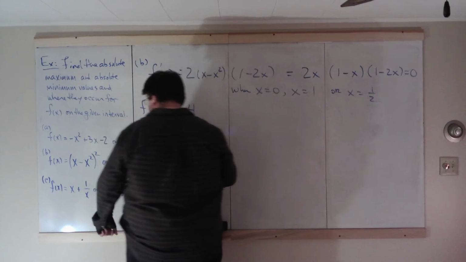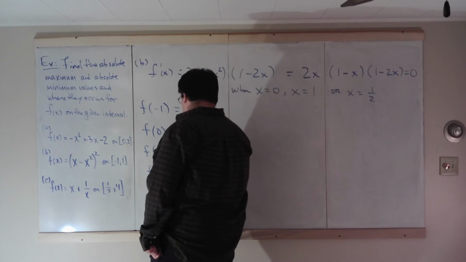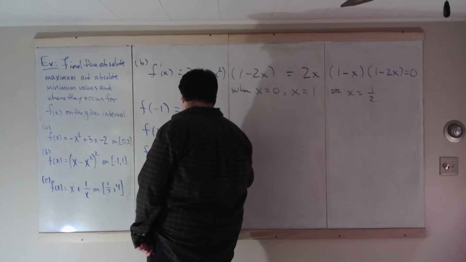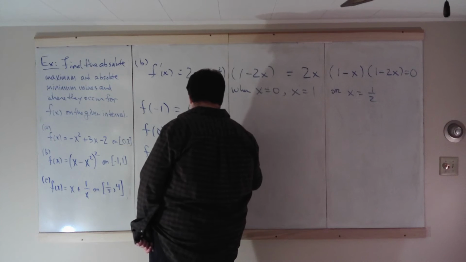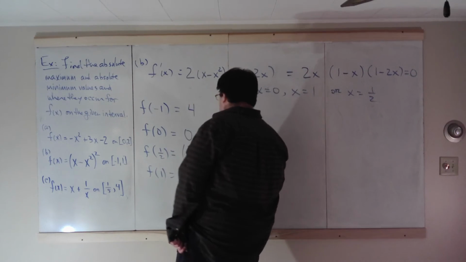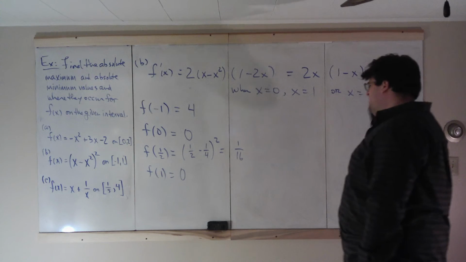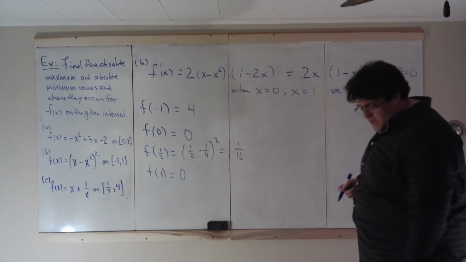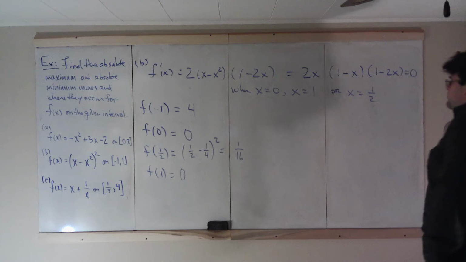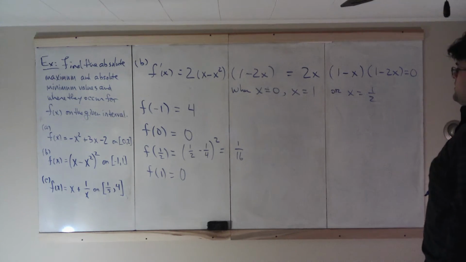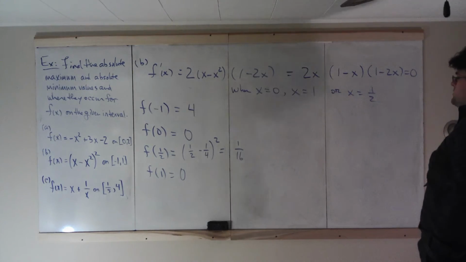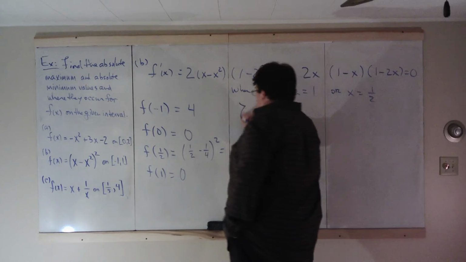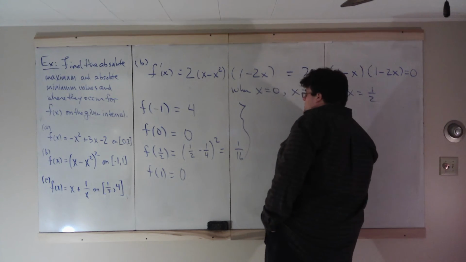F at 1/2 is what? A half minus a quarter, all squared, which is 1/16. Then you take a step back, look at the computations, and make sure you didn't overlook a number or something. So -1 minus 1 squared, yeah. 0, the other one's 0. Half minus a quarter, all squared, is a 16th. Okay. Well, now we need the largest and the smallest.